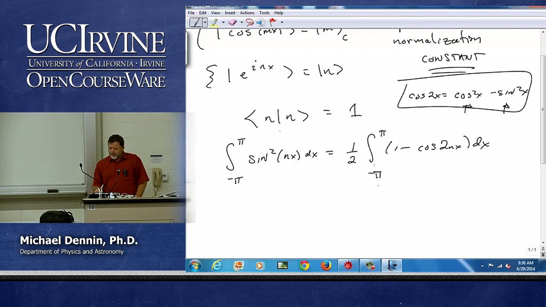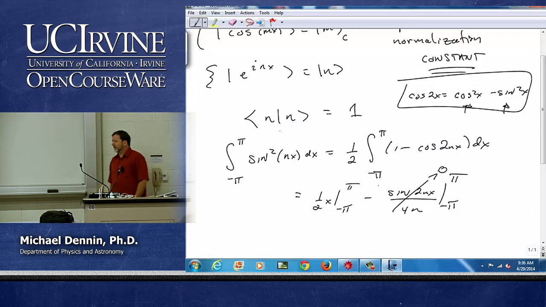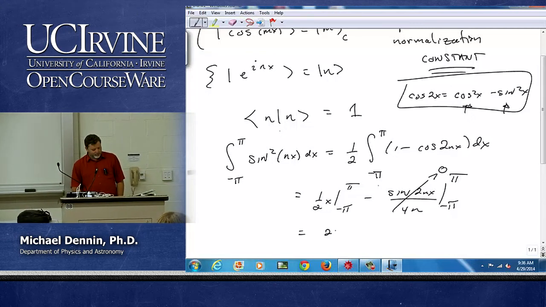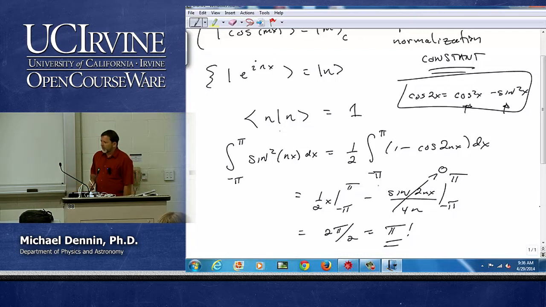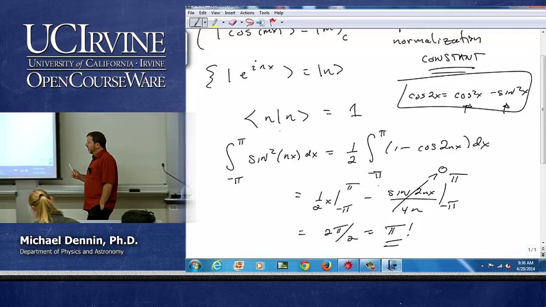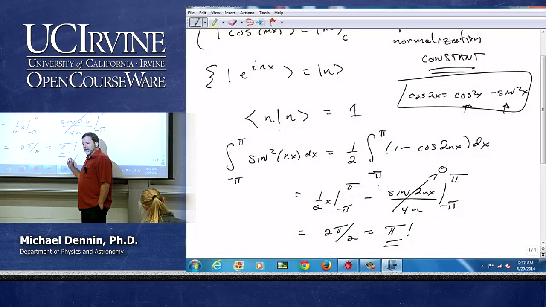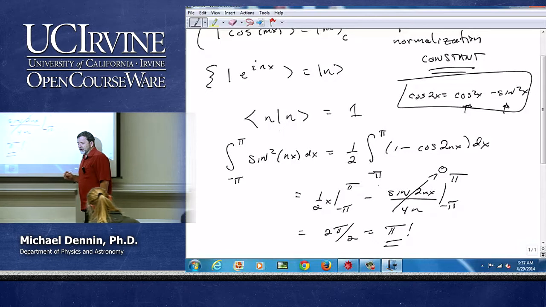The nice thing is, if I'm going from minus pi to pi, I get 1/2 x from minus pi to pi minus sine 2nx over 4n from minus pi to pi, but that's just 0 because sine of 2 pi is always 0 for any integer, and I get my 2 pi over 2, or just pi. So that's what the integral of sine squared is, which I realized I have to go back and check. In one of the other lectures, I may have written it as 1 over pi yesterday. So just double check that. There might be an error.